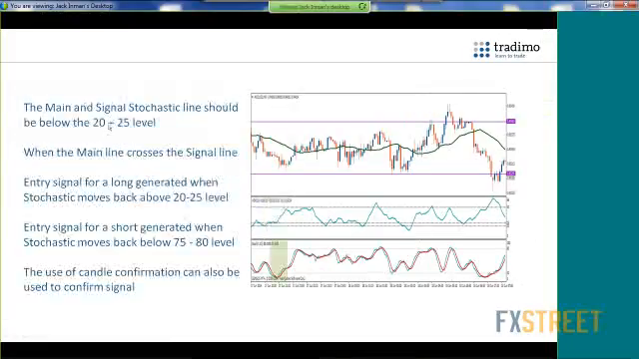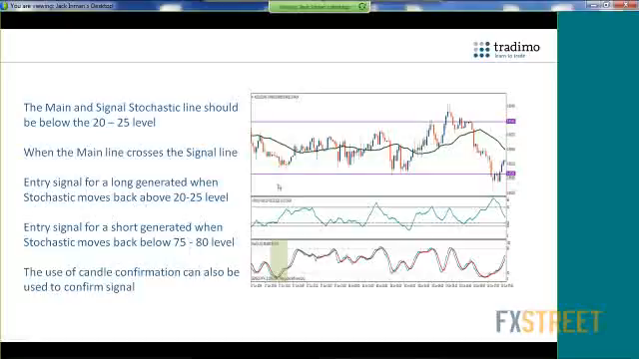We are looking for the main and signal line to cross. So the main line needs to cross that signal line, guys, whilst we are oversold or overbought. And again, you'll notice the 20/25 level was used for the longs, for the shorts 75/80. And again, it also helps, guys, a little bit of candle confirmation.